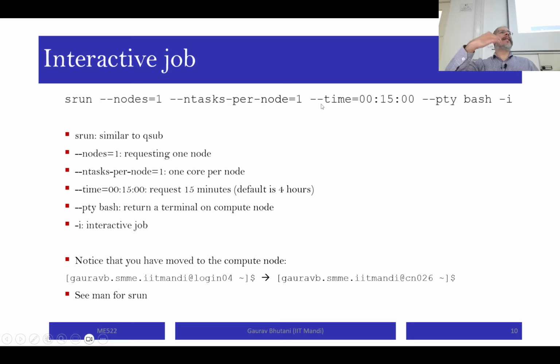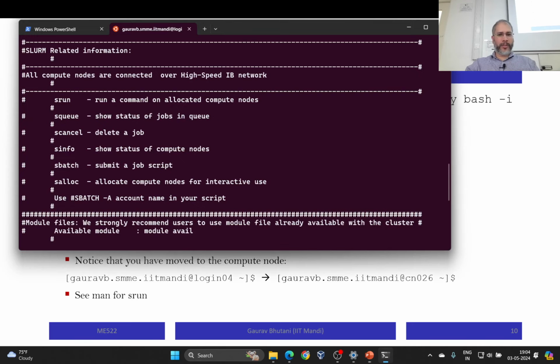You have a total of 48 cores maximum available per node, and then you have to specify the time. So I want to run for a total of 15 minutes in this case, and then -i stands for interactive, and this --pty bash basically says to open a bash terminal on the compute node so that I can do something with it. Once you do this, it should take you from this login node, one of the 4 login nodes, to one of the compute nodes, which is denoted using cn with a number. Okay, so let's try it out.